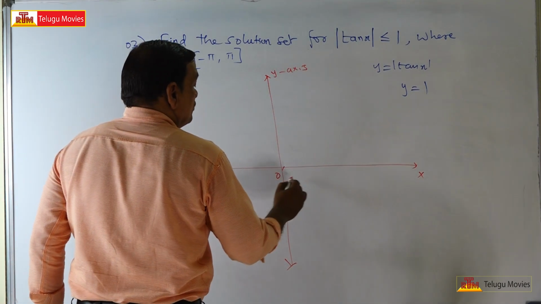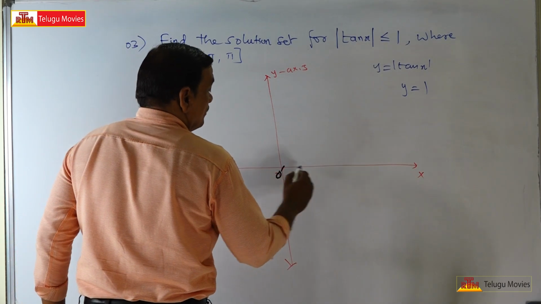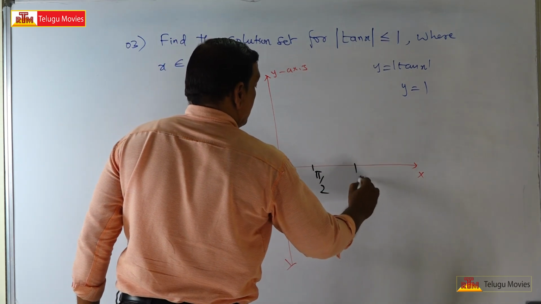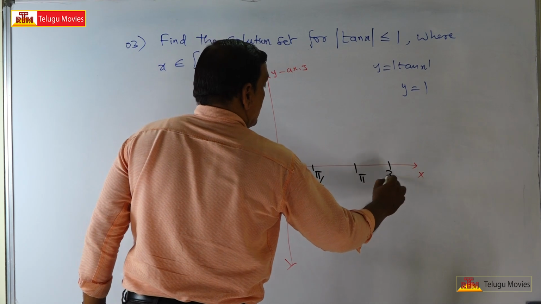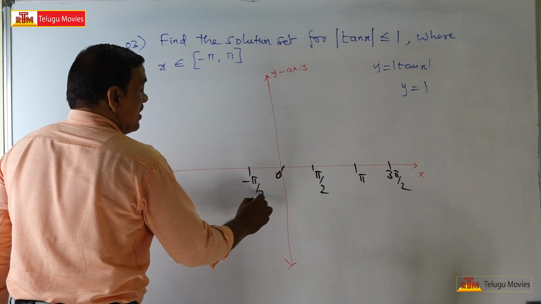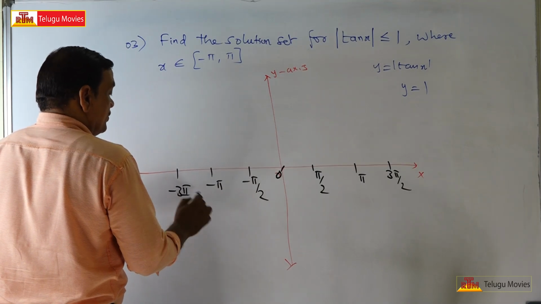So we know the values. I will take this as 0, this is pi by 2, this is pi, and this is 3 pi by 2. On this side, minus pi by 2, minus pi, minus 3 pi by 2.